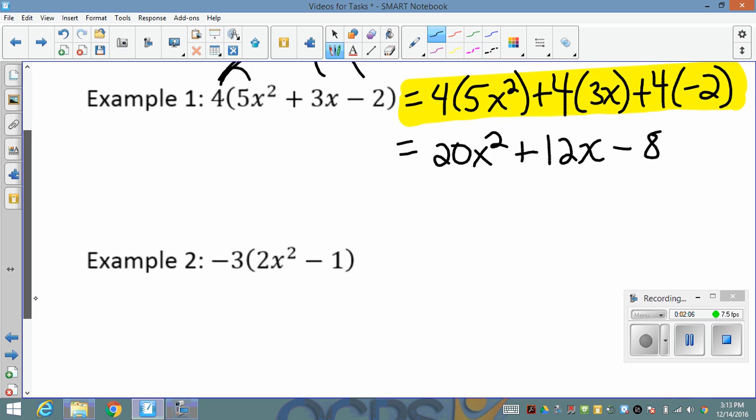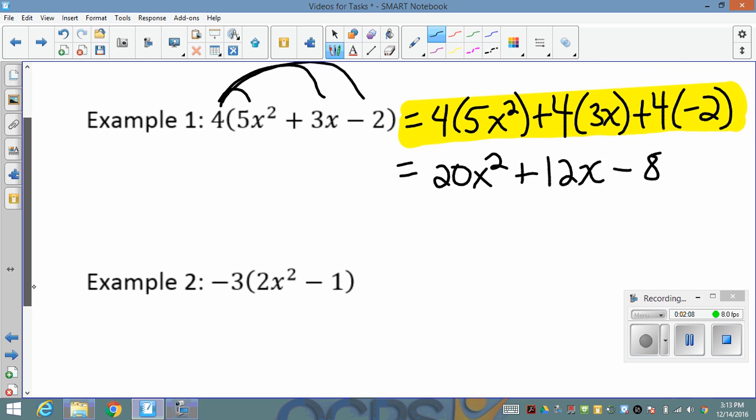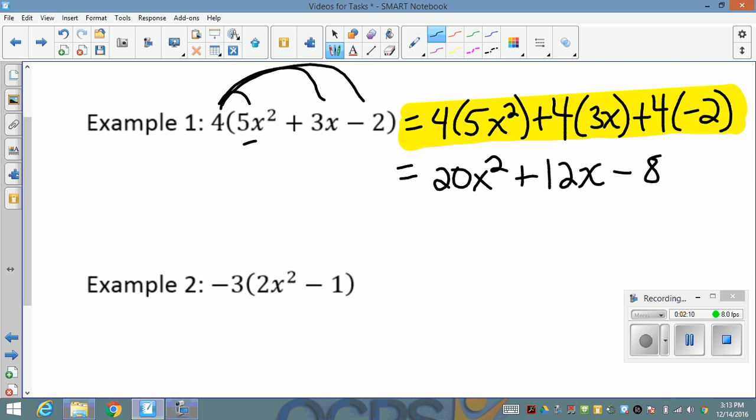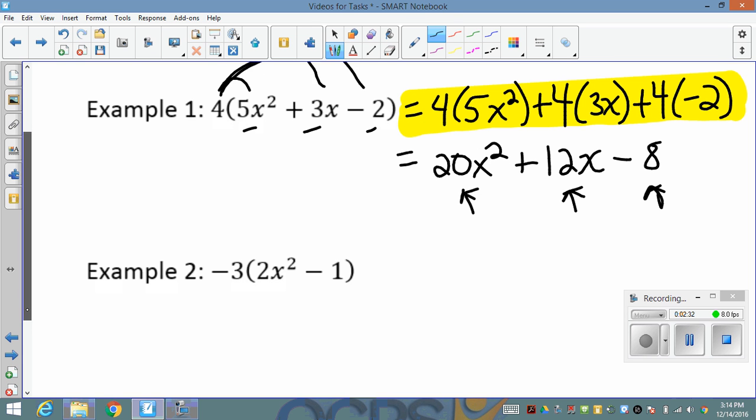Moving on to example 2. And actually, let me backtrack to example 1. Notice that in parentheses I have a trinomial, and my answer is also a trinomial. Keep in mind I'm not combining these because they are not like terms. The first term has an x squared, second term has just an x, the third term is a constant. So I can't actually add or subtract them. That's how I know I'm done with that problem.